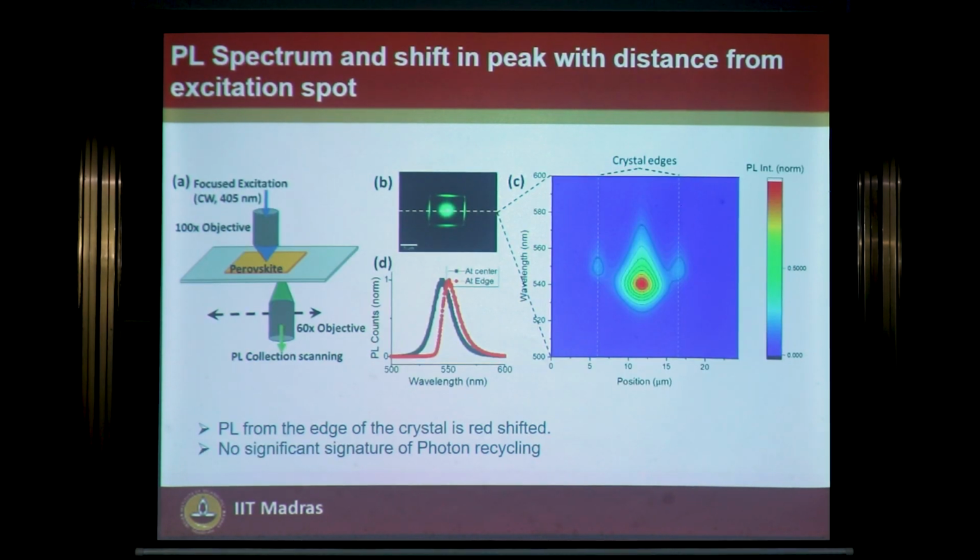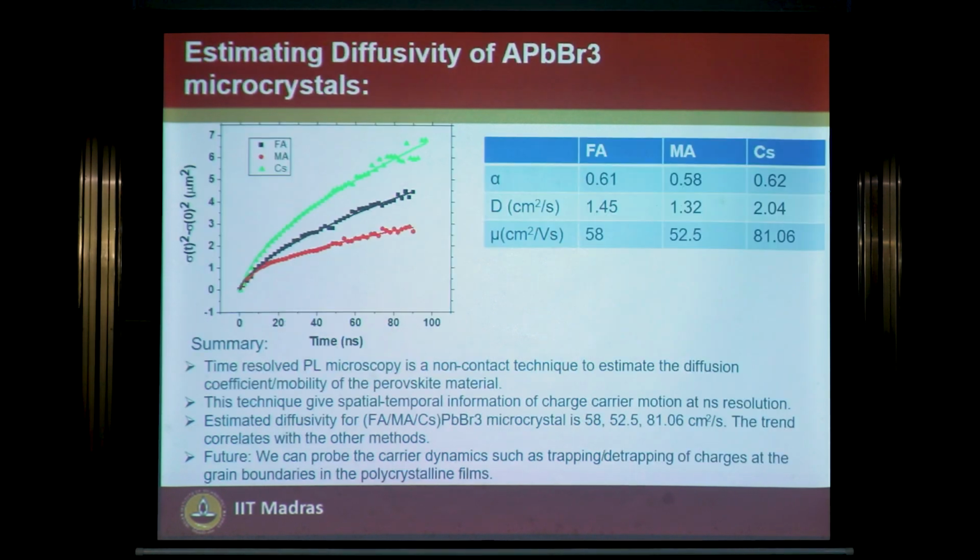We also wanted to see if there is any photon recycling component coming into the system, but we didn't see any strong photon recycling component. For example, this is the same crystal when the PL has been acquired across the crystal, and this is the PL spectrum, where the y-axis is the position. Only at the edges do we see waveguided photon counts rather than any photon recycling, very minimal photon recycling, which we neglect in the system.